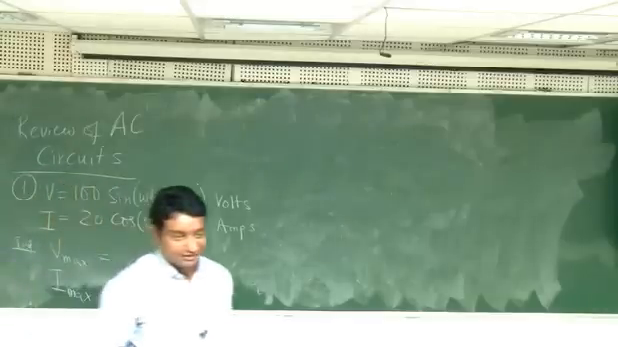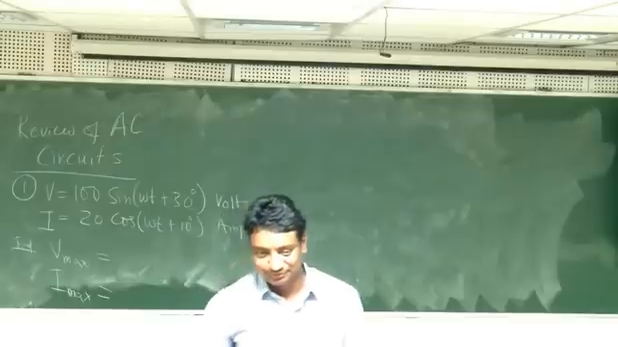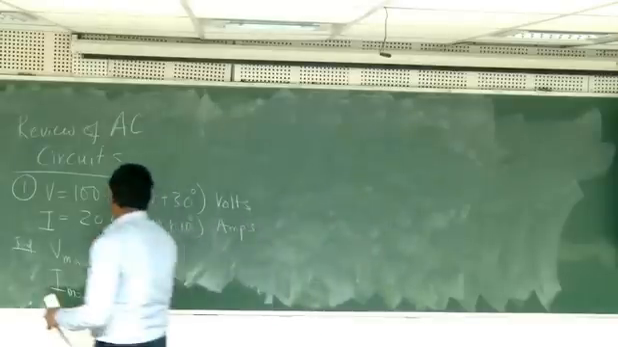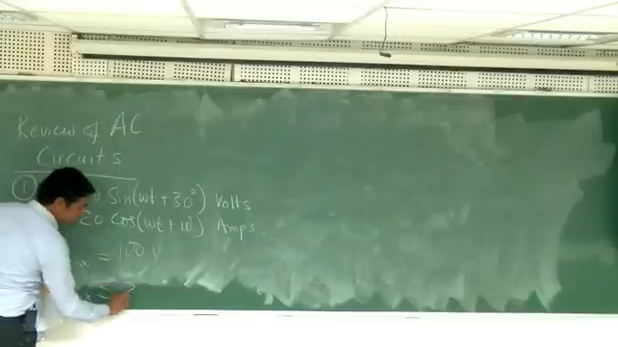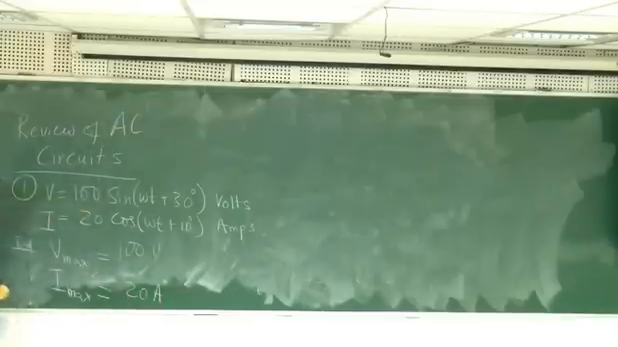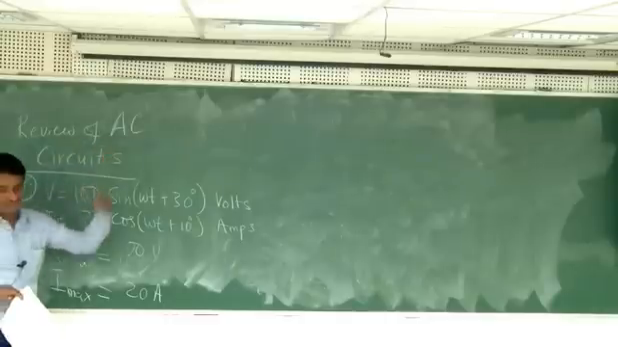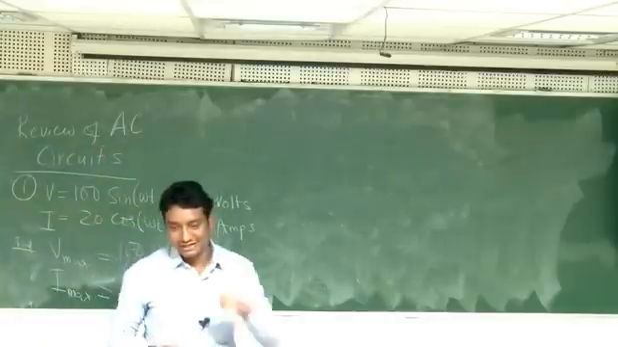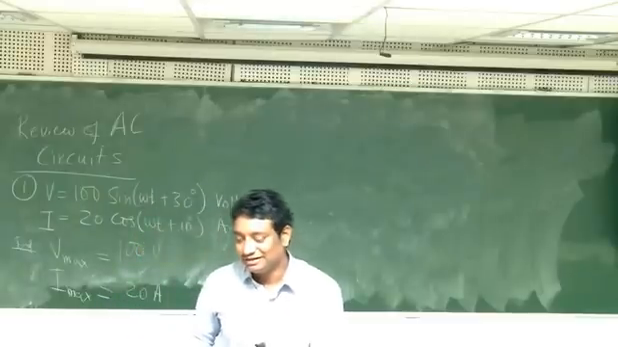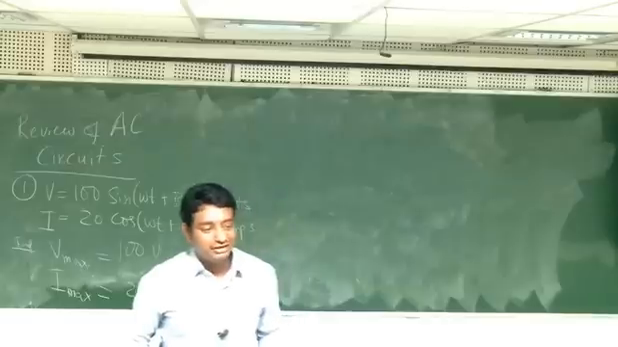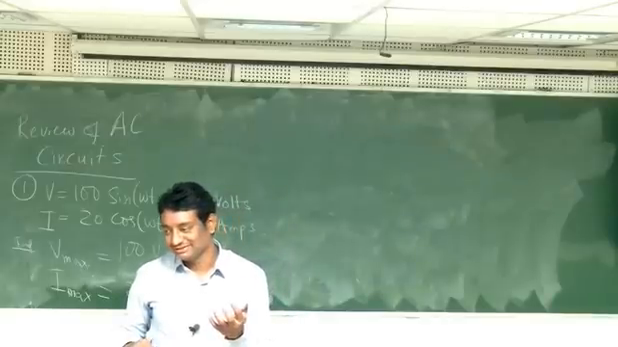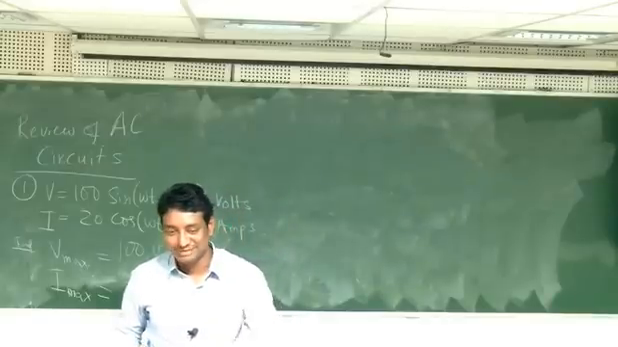So what is the maximum value of voltage? Okay, it's straightforward, 100 volts. And then what is the maximum value of current? It is 20 amperes. So why is it like that? Because this V and I are alternating quantities. That's what we mean by AC. What is AC? Alternating quantity. An alternating quantity is mathematically represented by a sine wave, and it is called alternating because sometimes it is plus, sometimes it is minus.